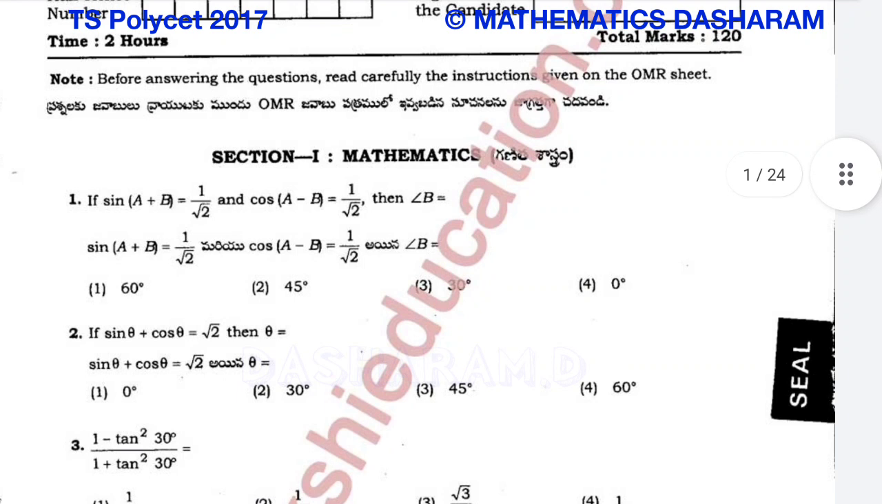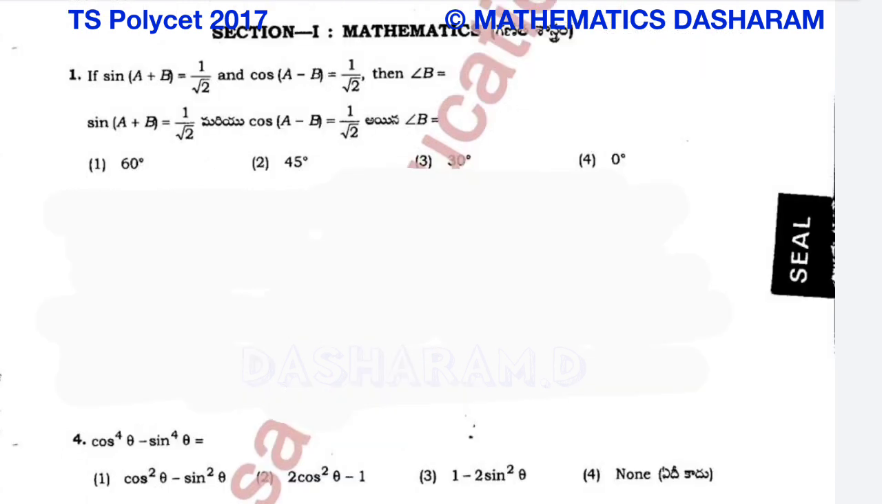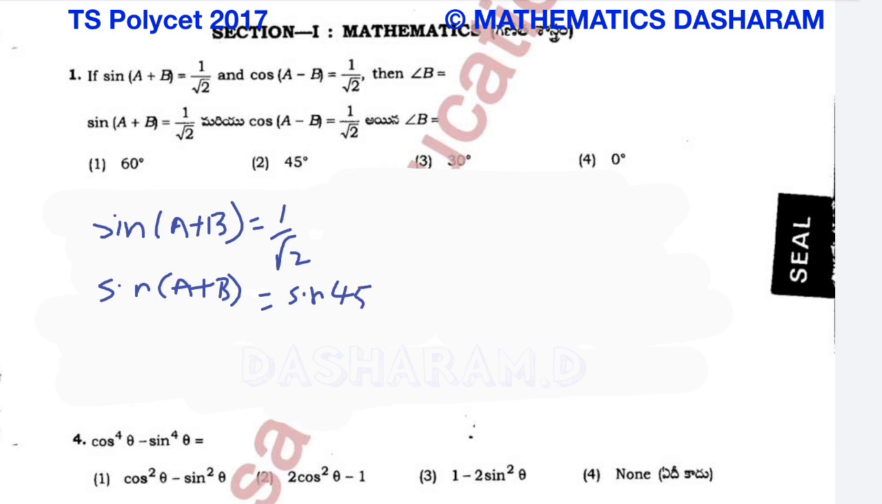The first question is, if sin(A+B) equals 1 by root 2 and cos(A−B) equals 1 by root 2, then what is angle B? Given that sin(A+B) equals 1 by root 2, which equals sin 45 degrees. Then we can cancel sin on both sides. Then A plus B equals 45 degrees.